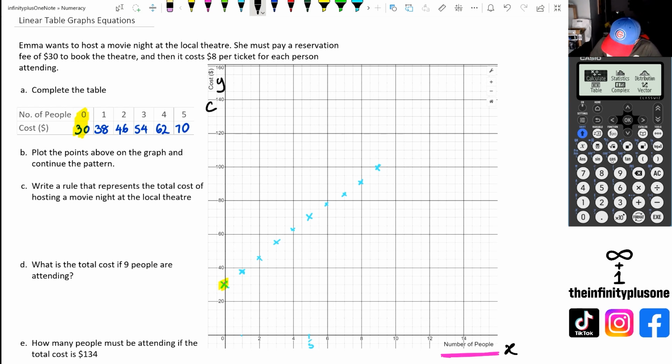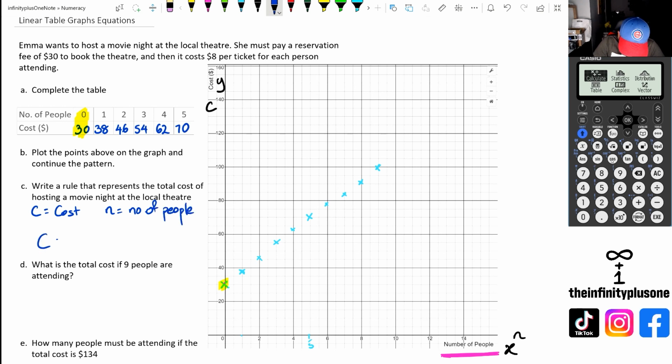And then here we've got number of people. So instead of using x, I'm going to use little n. I'm going to write a little statement here: C is equal to cost, and little n equals number of people.